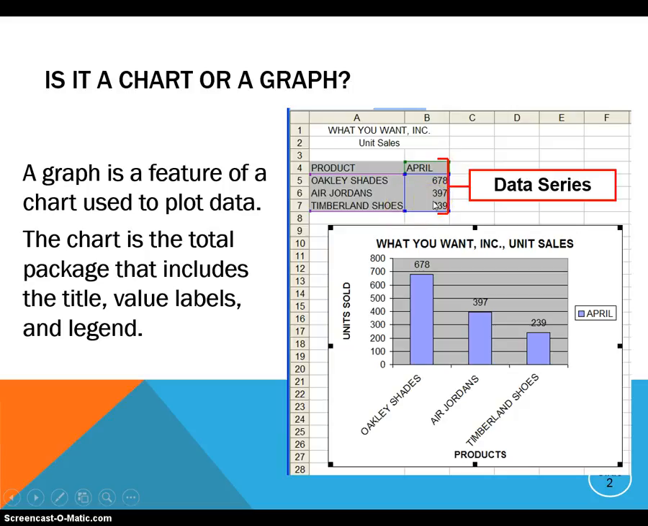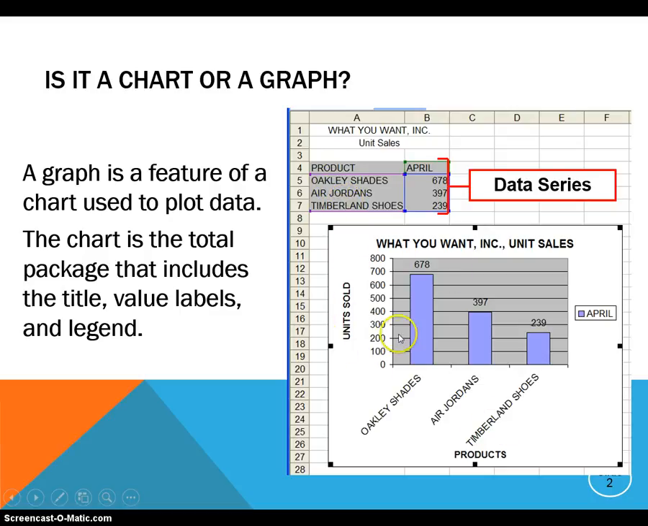That's the data that's going to be represented by the numbers or by the chart. These numbers here and April are included as your data series. April goes over here in the legend. But then you have your Oakley, and those go down here on your x-axis and the y-axis.